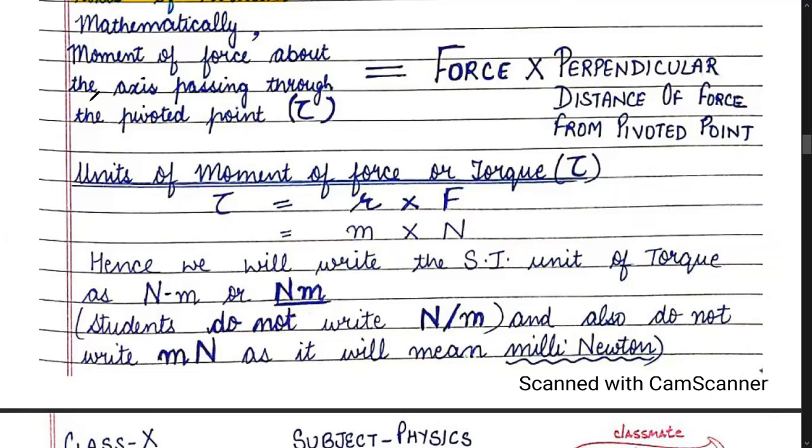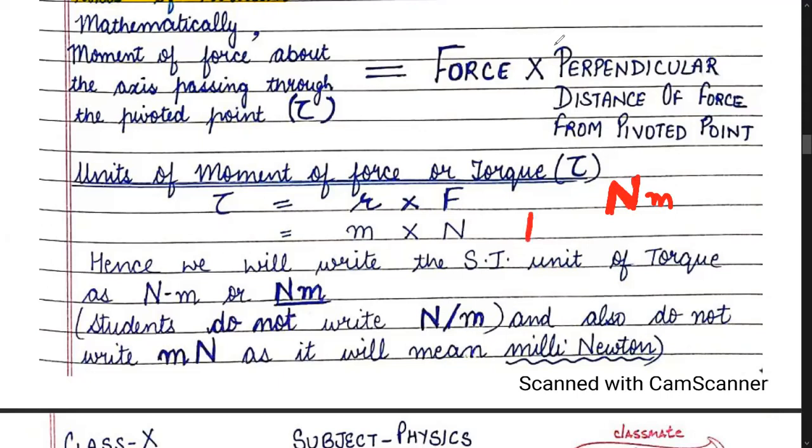Now, the formula of torque is R multiplied by F. And if I talk about the units, R is distance. It will be measured in meters. F is force. It will be measured in newtons. So when we write the SI unit of torque, we write it as Nm, Newton meter. No need to put a sign of multiplication. We can simply say Newton meter.